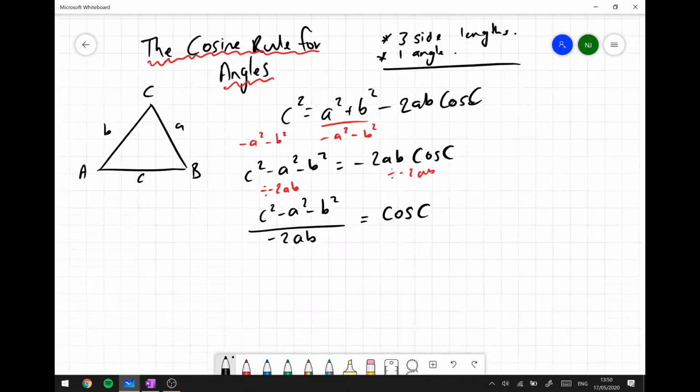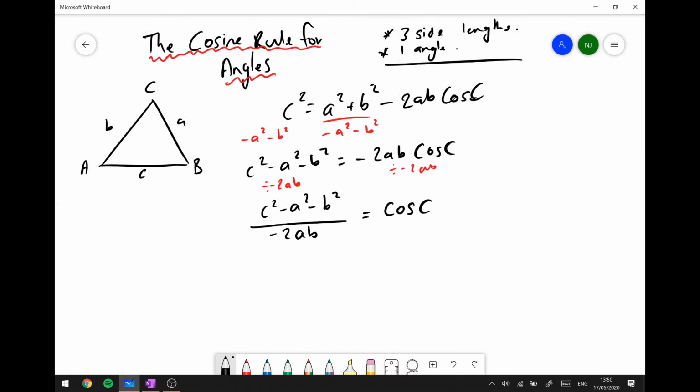Okay? Now we're going to manipulate that left-hand side a little bit. If I take a factor of negative 1 out from the top and the bottom, or divide through by negative 1, we're going to get a squared plus b squared. So the negatives disappear from those, but the negative gets added to the c squared. And that's going to be over 2ab. So taking that factor of negative 1 out, that is equal to cos c. And this is our formula that we use.